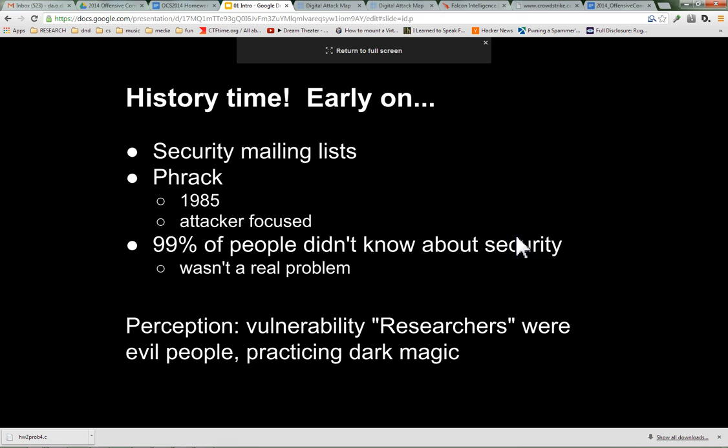Then Phrack came along around 1985, and that was definitely more underground and attacker-focused, frequently publishing articles discussing the latest exploitation techniques and crazy vulnerabilities and ways to get root in systems that can cause problems. And back then, 99% of the people didn't know about security. The perception was that people doing research in this area were bad people. Why are you looking at this? No good can come of this, right? If we don't have anyone looking for ways problems can be caused, no problems should be caused, right? Wrong.